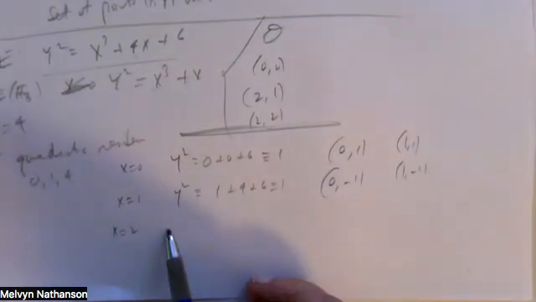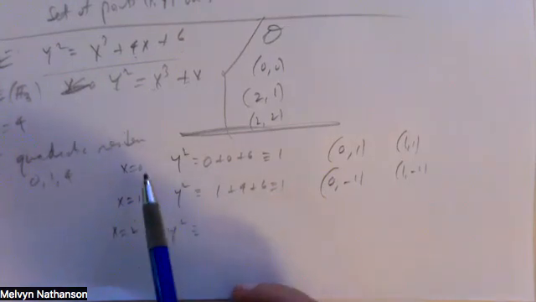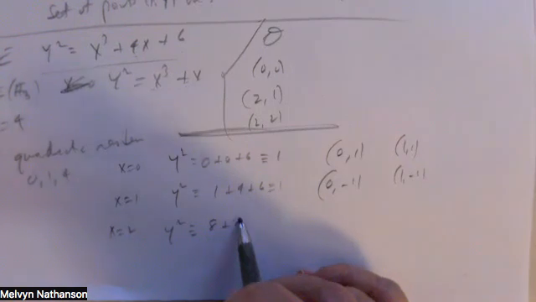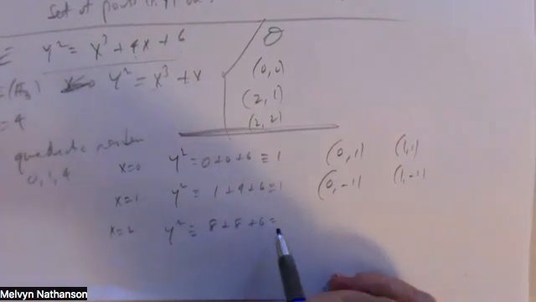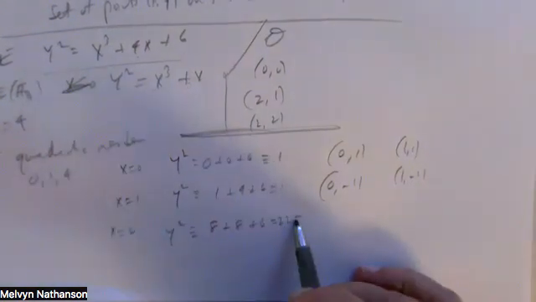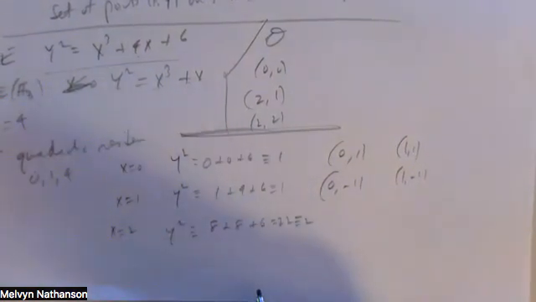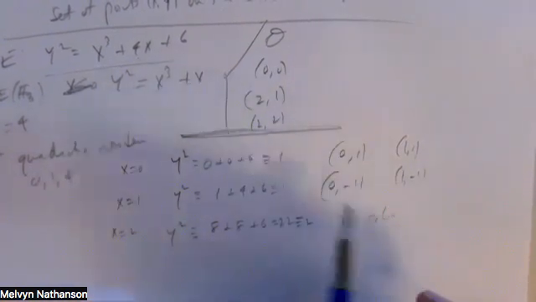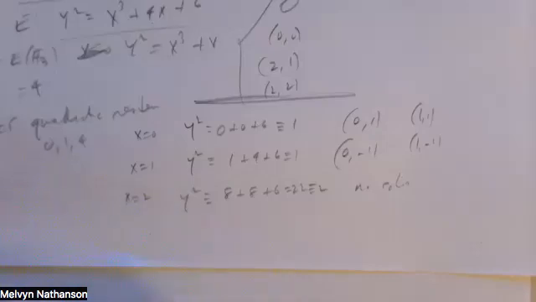What about when x is 2? We want to solve y squared equals 2 cubed plus 4 times 2 plus 6. That's 22, which is 2 mod 5. No solution. 2 is not a square.